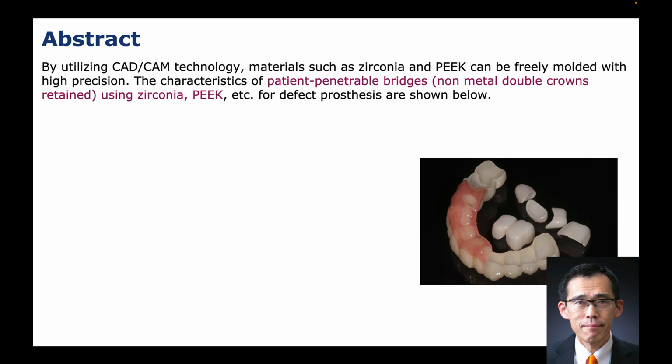By utilizing CAD/CAM technology, materials such as zirconia and PEEK can be freely modeled with high precision. The characteristics of the patient removable bridge, as double crowns using zirconia and PEEK for defect prostheses, are shown below.